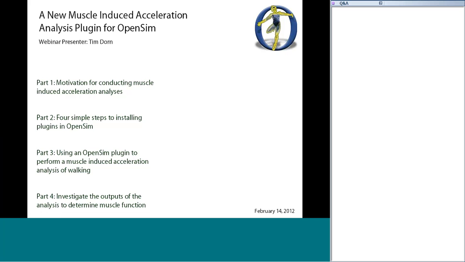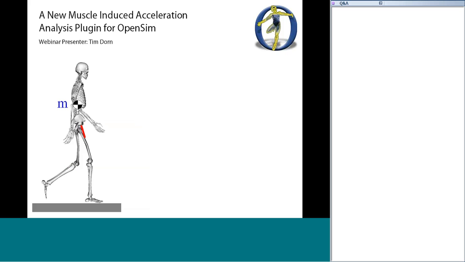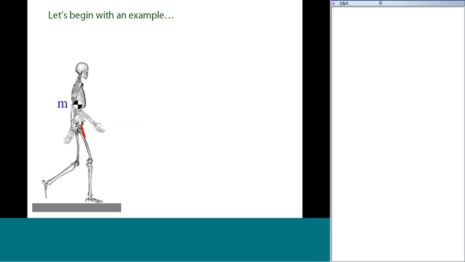So, some of the motivation for conducting muscle-induced acceleration analyses. I suppose the best way to motivate this discussion is to start with a very simple example. We have someone walking here with mass M, and for simplicity we're going to assume that they have a single stance phase, so only one foot is on the ground, and they're going to develop ground reaction forces at the foot.